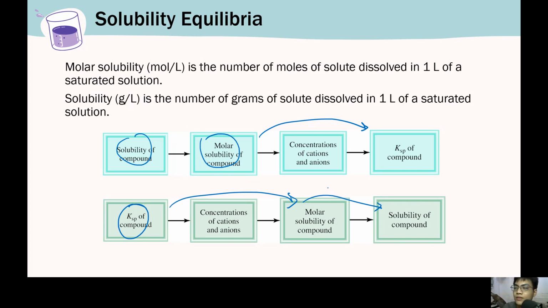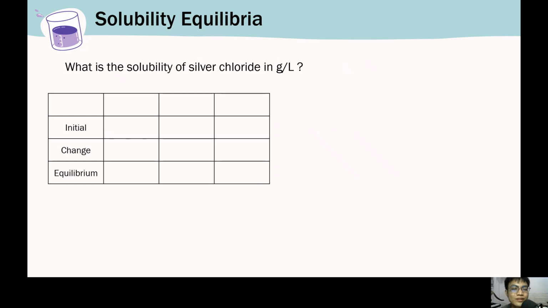Since we are already familiar with equilibrium, so madali na lang to. Okay? We will still use ice table, but the ice table here will be very much reduced. Okay, and I will show you in this problem. Okay, so kunwari, ito tanong, what is the solubility of silver chloride in grams per liter? Okay, wala. Yun lang yung tanong. What's the solubility of silver chloride in grams per liter?